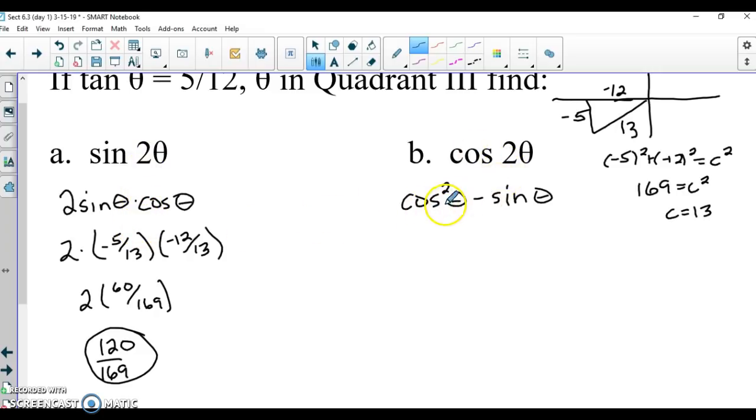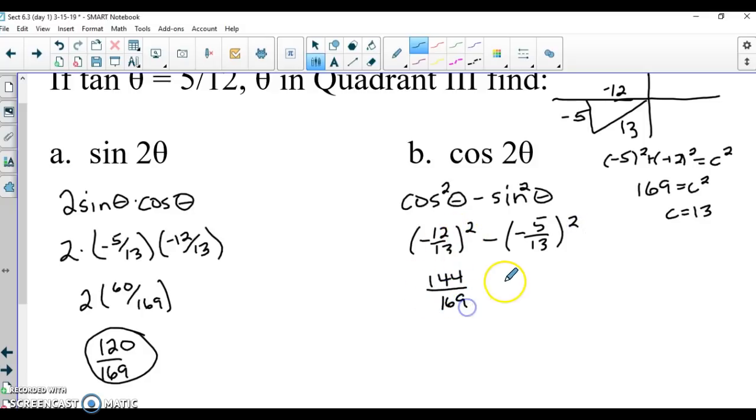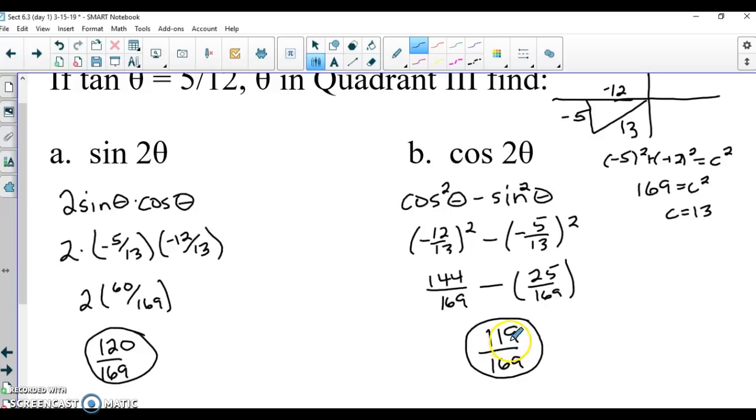Cosine of 2 theta, cosine squared minus, that should be a sine squared. And so cosine squared is negative 12 over 13, quantity squared, minus, and that's going to be negative 5 over 13, quantity squared. Well, that's going to be 144 over 169, minus, well, that minus doesn't get affected by the squared, but that one does, and that's going to become positive 25 over 169, and 144 minus 25 will be 119 over 169. So that'll be the cosine of 2 theta.